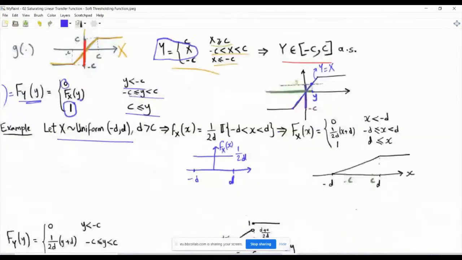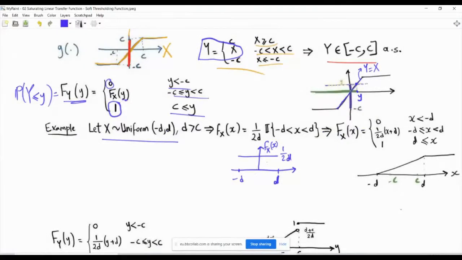What is the CDF of x? The CDF can be obtained from the PDF. If you want the CDF of x at small x, you ask yourself, what is the probability that big X is less than or equal to small x? So it's this area here under the curve. The height is 1 over 2d, and the width of the base is x plus d. And this is true for x between minus d and d, so this is if x is less than or equal to d. So this is the CDF.